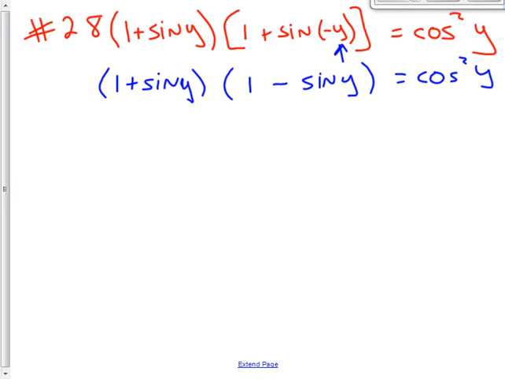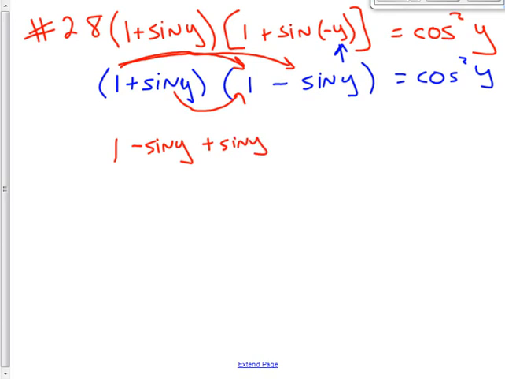Now you look at this problem and hopefully you see maybe a FOIL type problem. And so that's what we're going to do. We're going to try to FOIL it out. It doesn't always happen that it actually is the right step, but let's try it. Try something. 1 times 1 is 1. 1 times negative sine y is negative sine y. Sine y times 1 is positive sine y. And sine y times negative sine y is negative sine squared y.